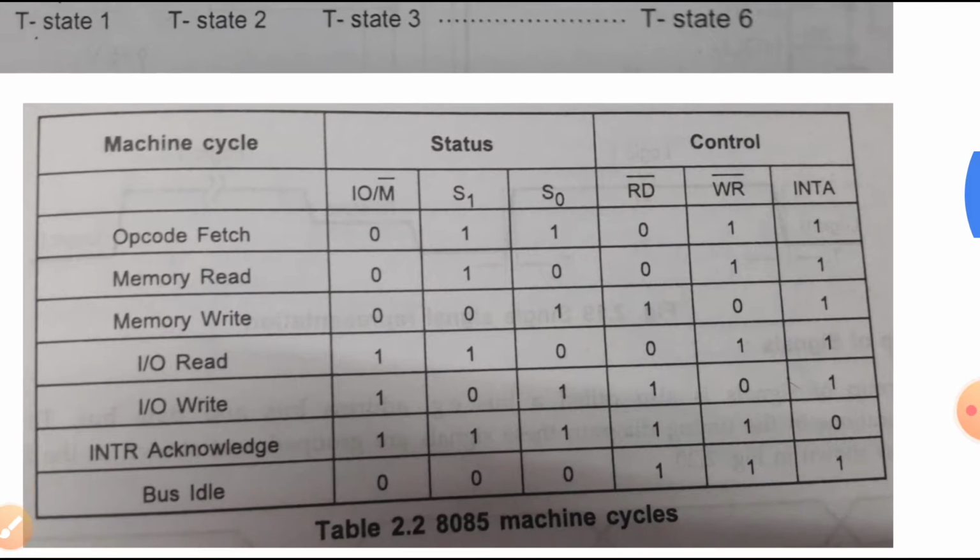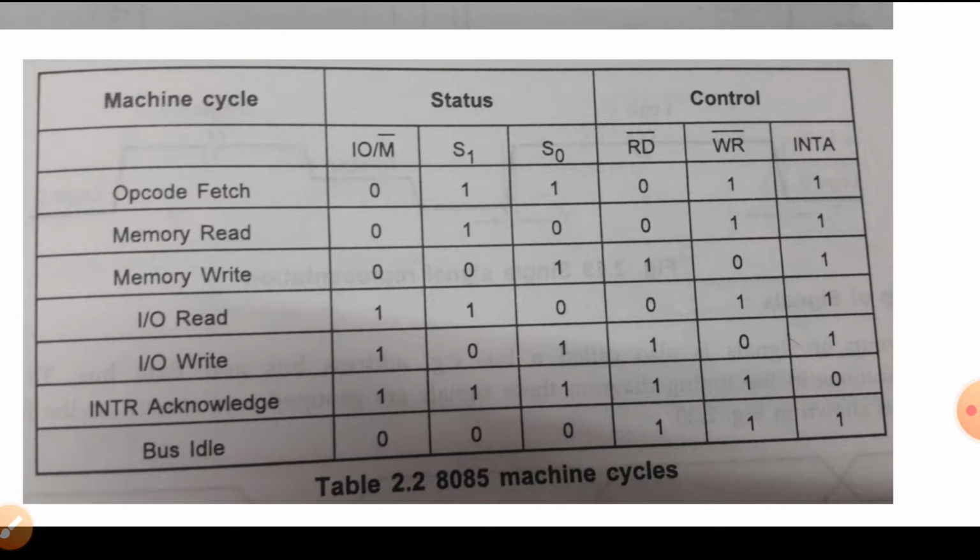Now, we have 7 different types of machine cycles which happen in 8085. We have 3 status signals, that is IO/M (input output oblique memory), S1 and S0, and based on the distinction between these status signals, we are able to distinguish the different machine cycles. These signals are generated before the machine cycle starts, or in the beginning of the machine cycle, and remain valid for the duration of the cycle.